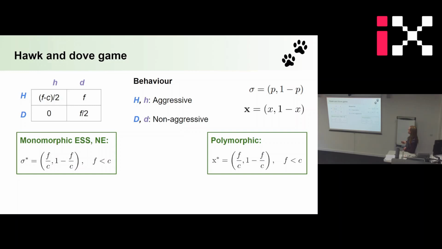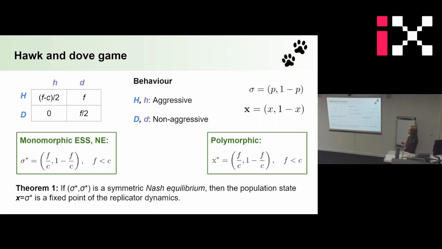The theorem that is connected to this is: if you have a setup where you have animals that all behave the same, and that is a symmetric Nash equilibrium, then the population state is a fixed point for the replicator dynamics. Replicator dynamics is the setup where you have animals with a pure strategy that then get descendants and go on in this manner. And what does that basically mean?